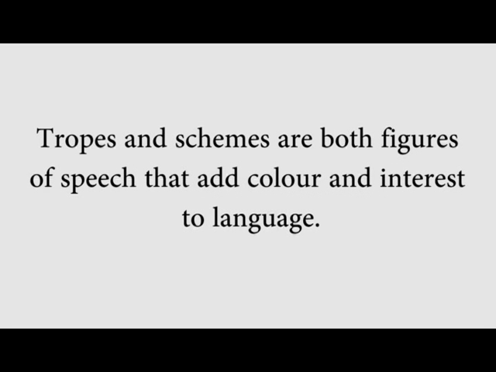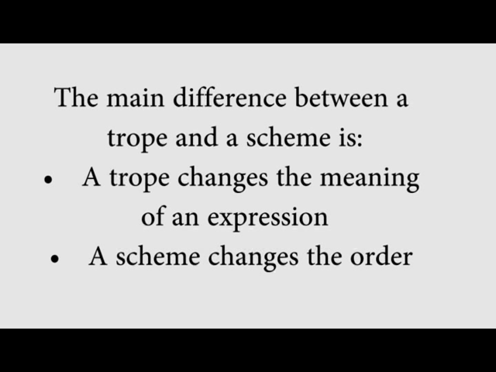Tropes and schemes. Tropes and schemes are both figures of speech that add color and interest to language. These are devices that contribute to the style of the author and can help to get the point across. One way to do this is by appealing to the emotion of the recipient. The main difference between a trope and a scheme is a trope changes the meaning of an expression and a scheme changes the order of the words. Often, a scheme will repeat a word or phrase several times for emphasis. This type of scheme is an anaphora.